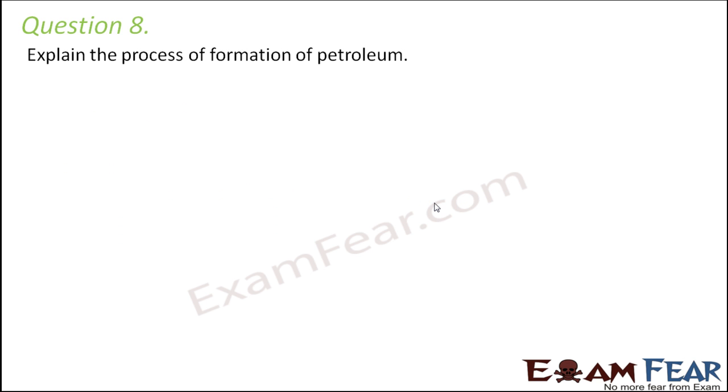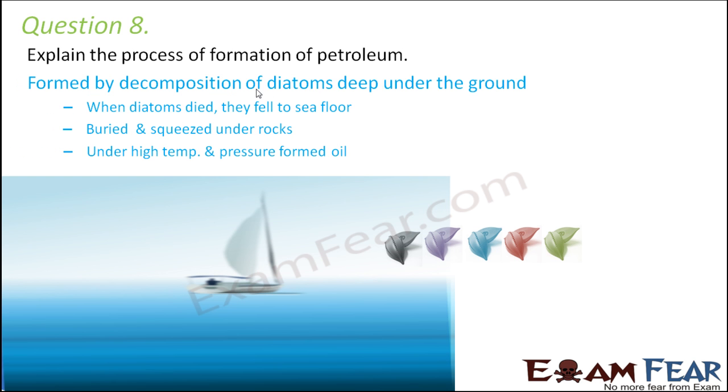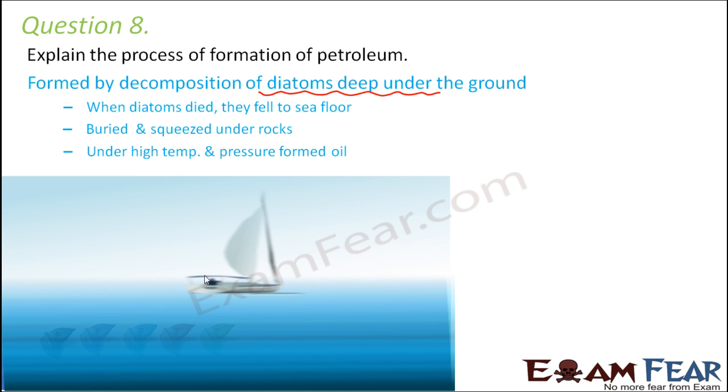Question number 8. Explain the process of formation of petroleum. So petroleum is formed from the living organisms which once lived in the oceans. Now these organisms were called diatoms. So when they died, they went to the floor of the sea. So they went down towards the sea floor.